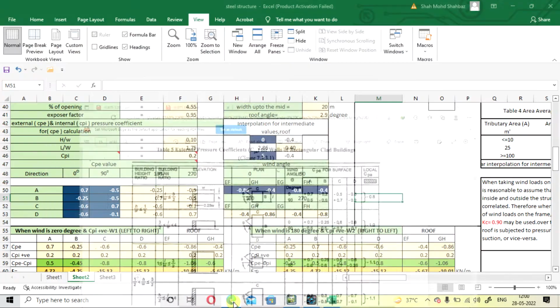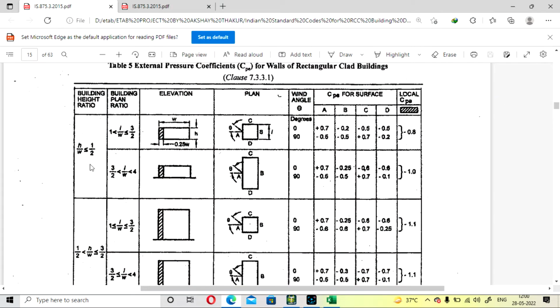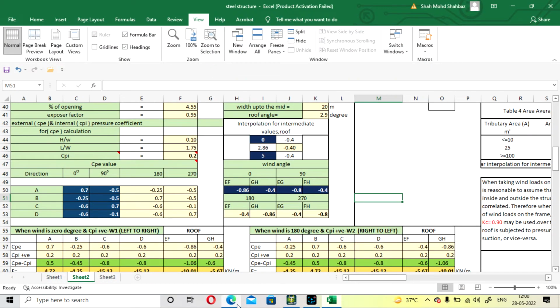So our H by W is coming as 0.1, and if H by W is less than 1.2, that is 0.5. So this will come in this, and there will be two more options for building aspect ratio. So our ratio for L by W is 1.75, where W is the width and L is the length.